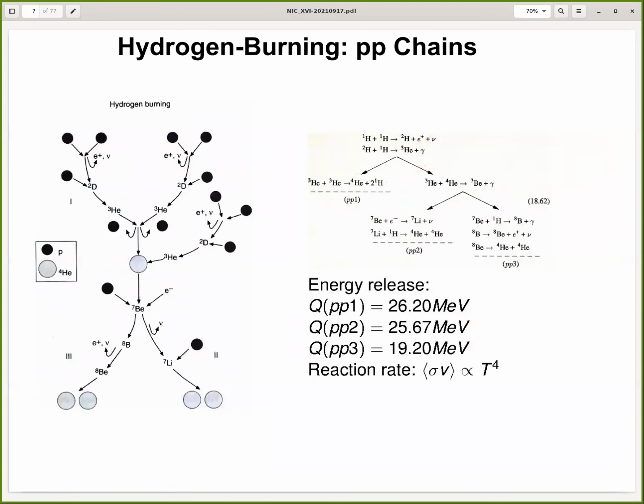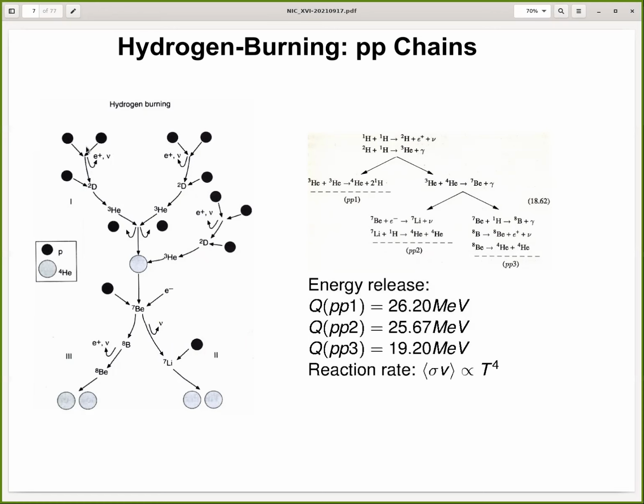Okay, so the first we have here is hydrogen burning by the PP chains, and that is mostly relevant for low mass stars. It also does occur in more massive stars, but it is not as important there. The way this proceeds, let's look at the graphical version first. We have as these black dots, protons. Two protons come together and they release a positron and an electron neutrino and make a deuterium, so a hydrogen-2 atom, during that fusion process.